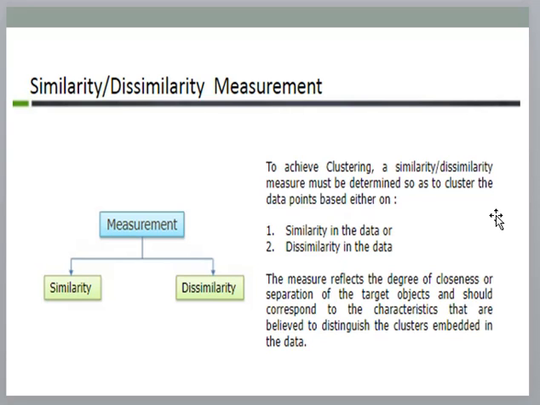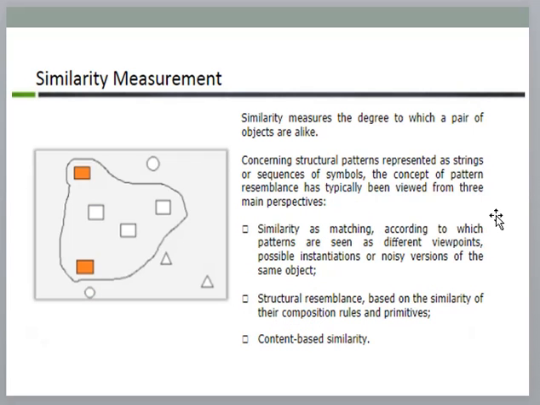Now we have seen that we can form these clusters by using 2 different distance measures. One is a similarity based distance measure and the other is a dissimilarity based distance measure, and both of these measures can be used to perform clustering. Now in similarity measures, we look at the degree to which a pair of objects are alike, right? So we are trying to calculate to what extent the pair of objects resemble each other.